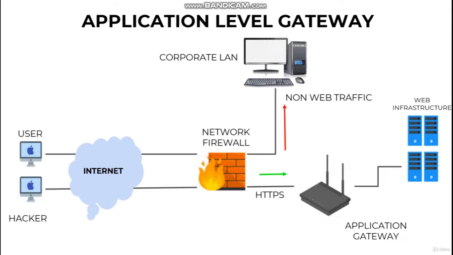Next is the application level gateway. An application level gateway is a program that runs on a firewall. This type of firewall derives its name from the fact that it works by negotiating with various types of applications to allow their traffic to pass through the firewall.